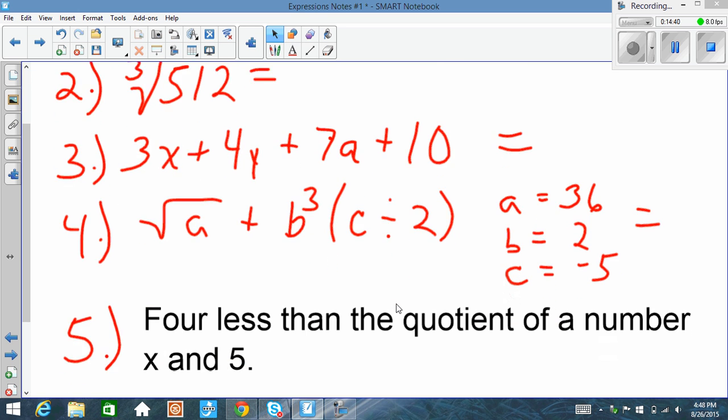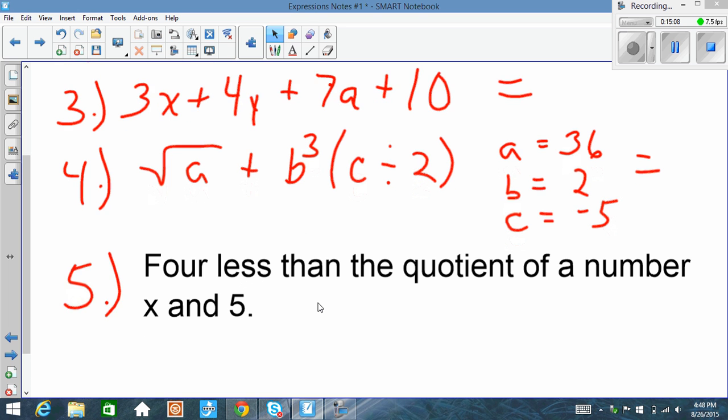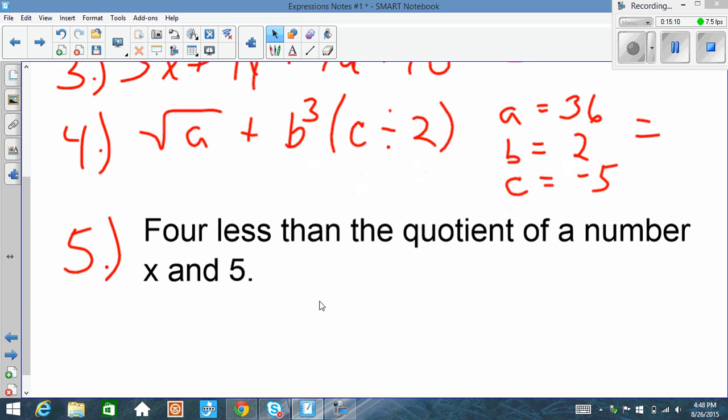In number 4, we have an expression where we have to use substitution. The expression is the square root of a plus b to the 3rd power times the quantity c divided by 2. You should put in the numbers for a, b, and c as positive 36, positive 2, and negative 5. Write down the problem, substitute in, and solve. And last but not least, number 5: 4 less than the quotient of a number x and 5.